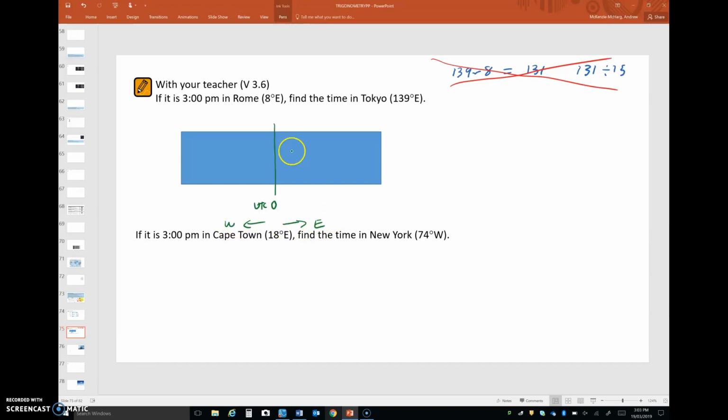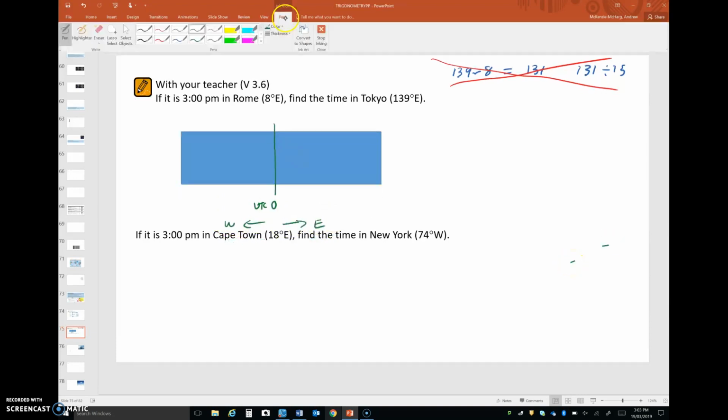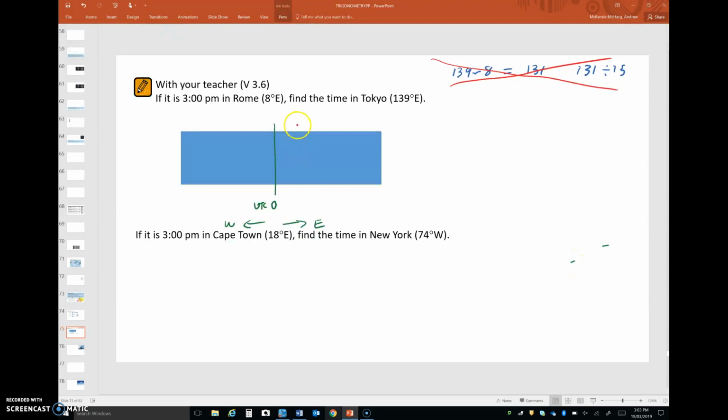So Rome and Tokyo, they're both to the east. So let's put Rome in at 8 degrees to the east. That's Rome. Now when we divide 8 by 15, we get 0.53. Now that rounds, of course, to 1. So Rome is UTC plus 1.